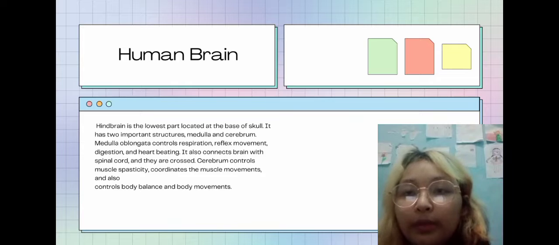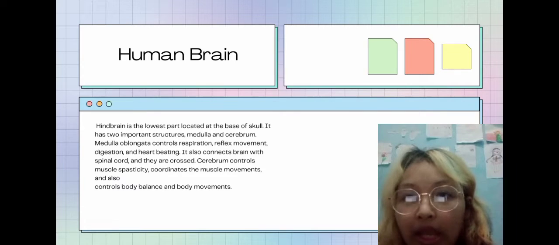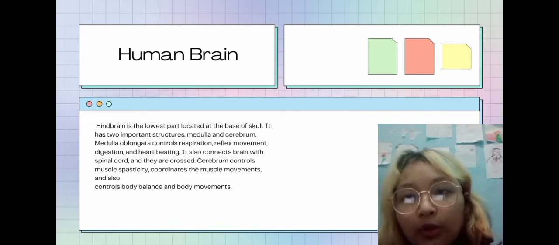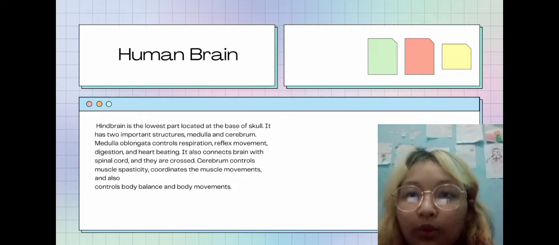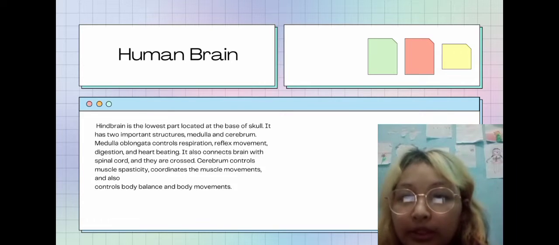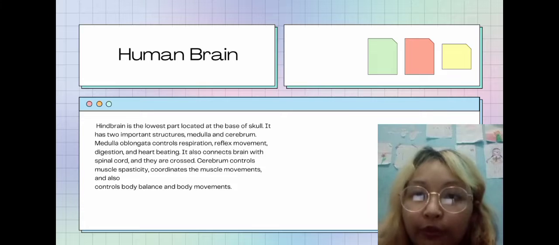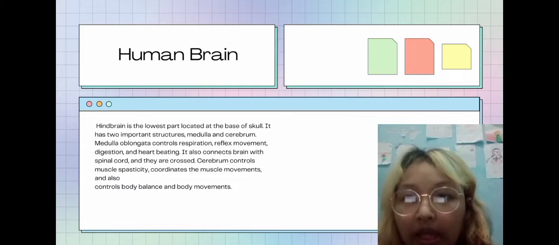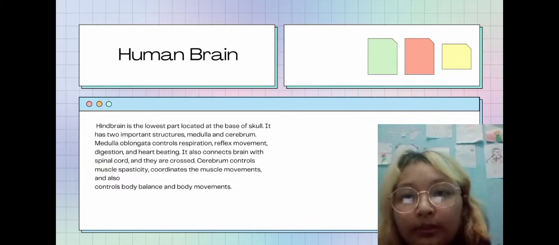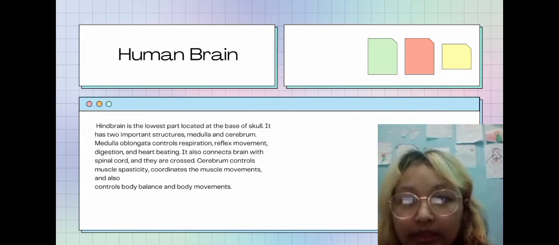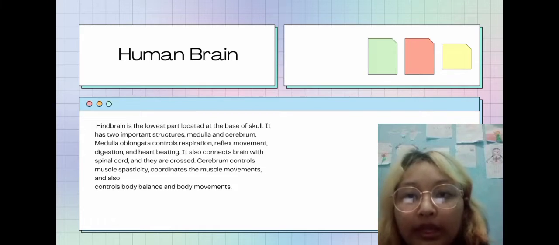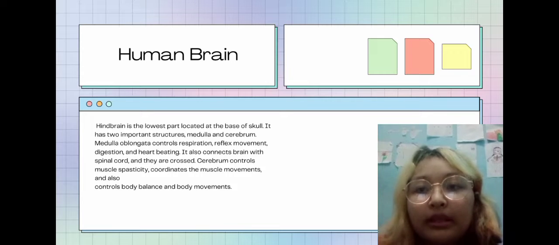The hindbrain is the lowest part, located at the base of the skull. It has two important structures, the medulla and the cerebellum. The medulla controls respiration, reflex movement, digestion, and heartbeat. It also connects the brain with the spinal cord, and they are crossed. The cerebellum controls muscle spasticity, coordinates muscle movement, and also controls body balance and body movement.